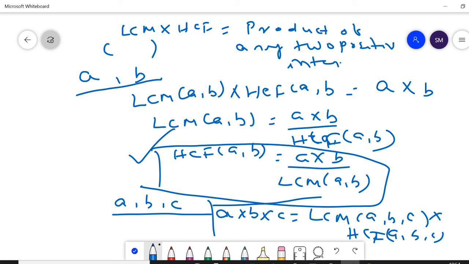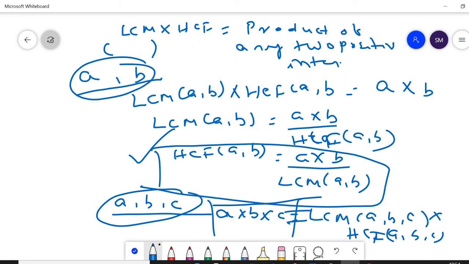For any two numbers this is applicable, but if A, B, C are any three positive integers, this doesn't mean A into B into C is equal to LCM of A, B, C into HCF of A, B, C. Only for two integers is this applicable.